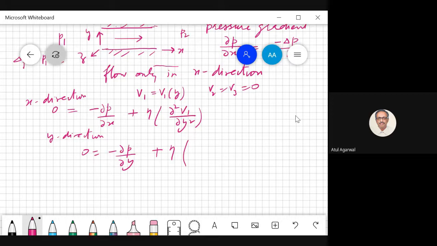Now there is no velocity in Y direction. So these terms are 0. So this implies del P by del Y is equal to 0. So P is only a function of X. Similarly, the third equation will give you del P by del Z is 0. So your P is only a function of X.